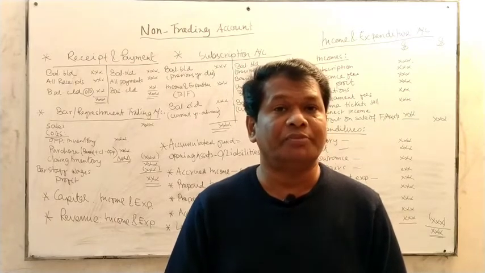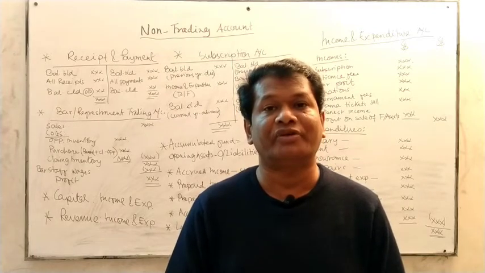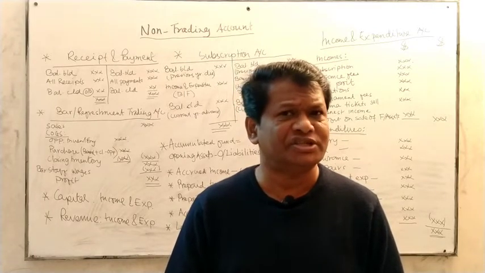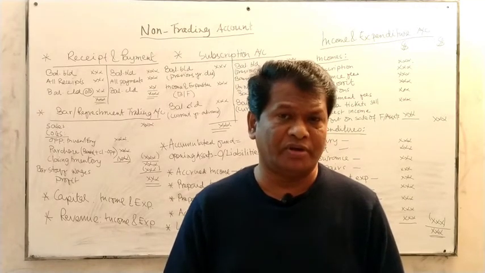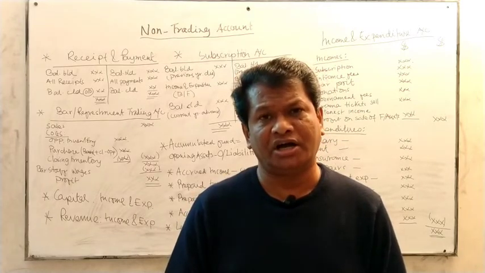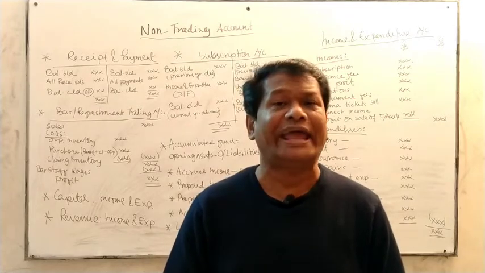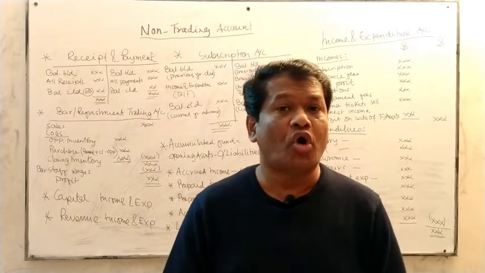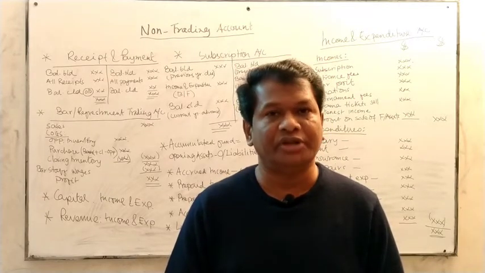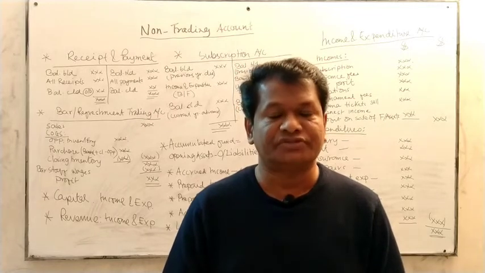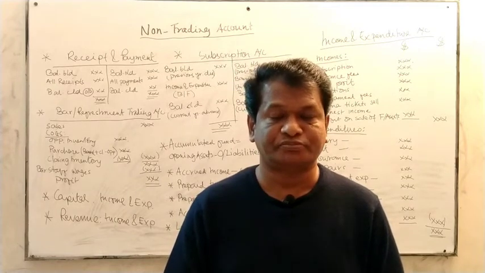In the fourth one, you have to calculate the accumulated fund. What is the accumulated fund? Accumulated fund means opening capital. Since it is a non-trading concern, it is not called opening capital. But the way of determining the opening capital is the same way we follow here to calculate the accumulated fund. Accumulated fund means all the opening assets minus all the opening liabilities. Then you get the accumulated fund. This fund is required whenever you are going to prepare the statement of affairs or the balance sheet.